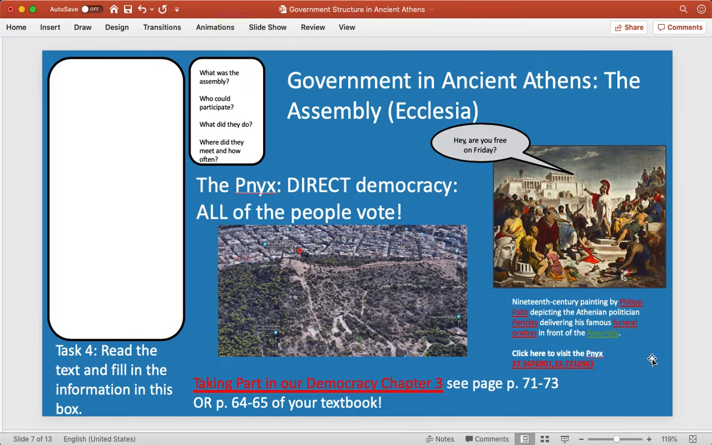Here we have a picture depicting a politician in front of the assembly. He's talking about his famous funeral oration. So this is the politician in the center, and he's addressing all these members of the assembly. You can click on these links to learn more about who this man was.